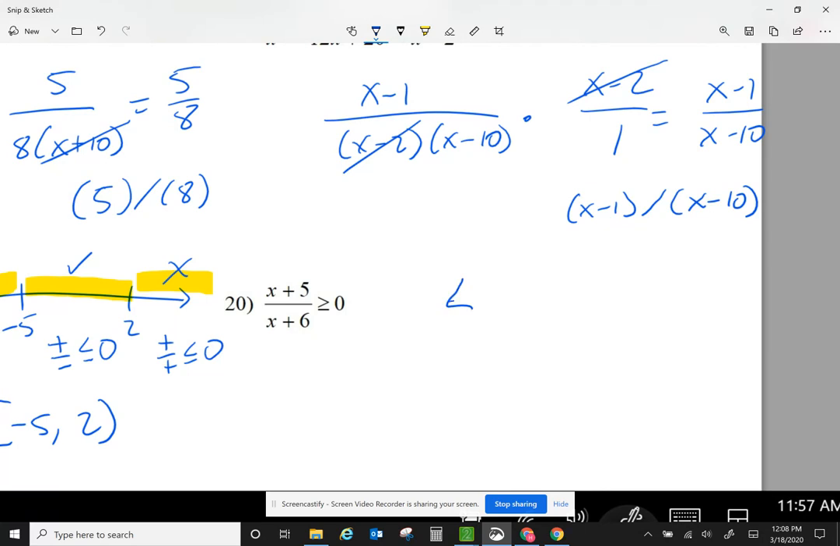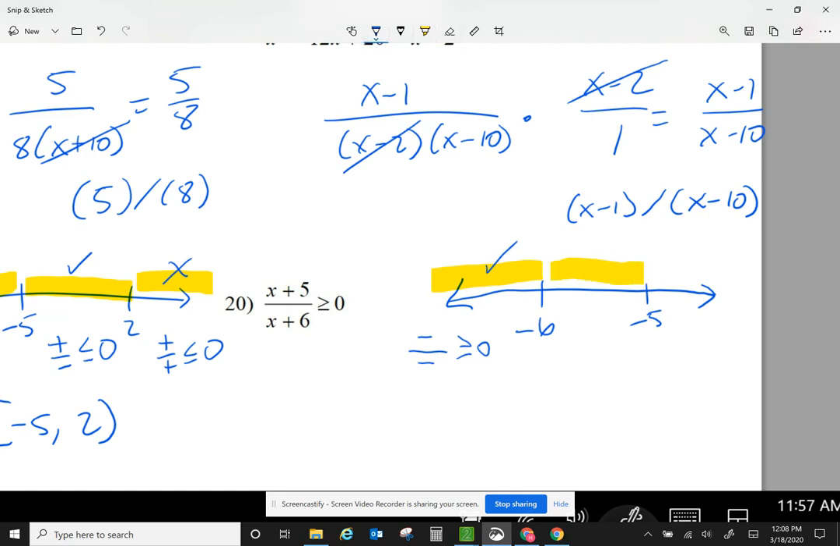My values I'm checking are negative 6 and negative 5. That's what makes the top and bottom equal to 0. So let me check anything less than negative 6. I'm thinking negative 7. Negative 7 plus 5 is negative. Negative 7 plus 6 is negative. A negative divided by negative is greater than or equal to 0? Yes. Let me think of anything between negative 6 and negative 5.